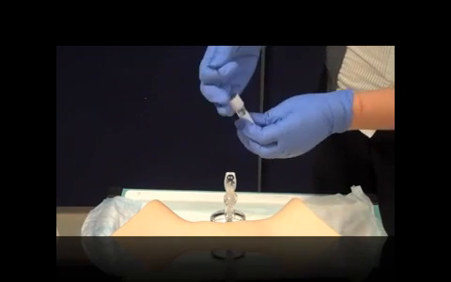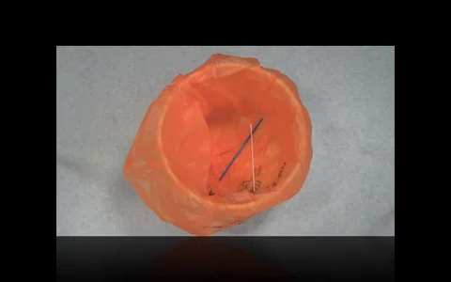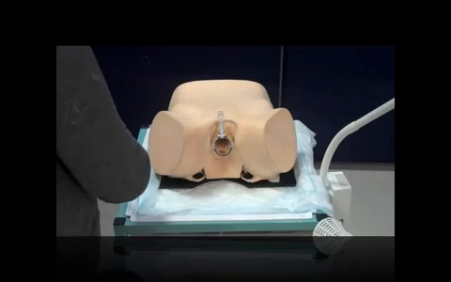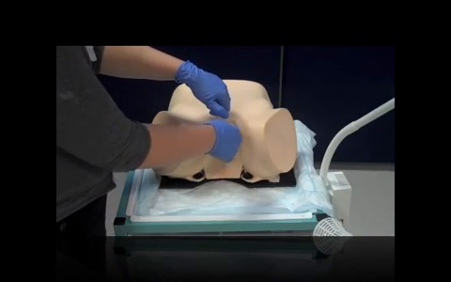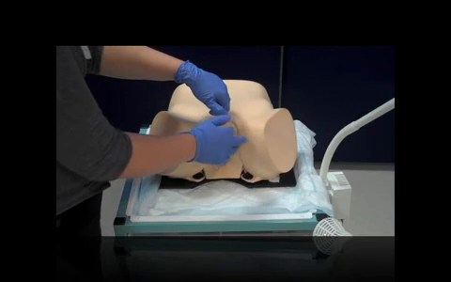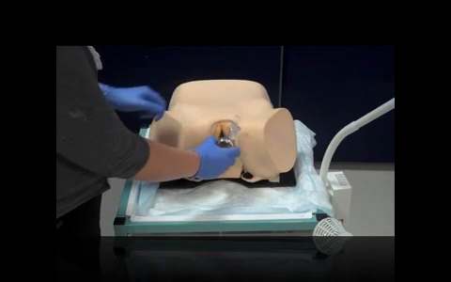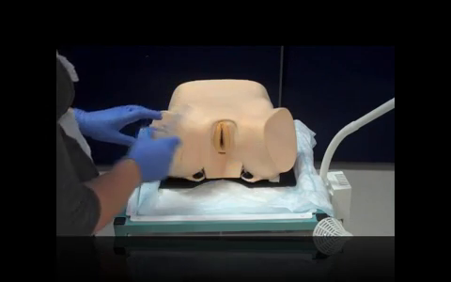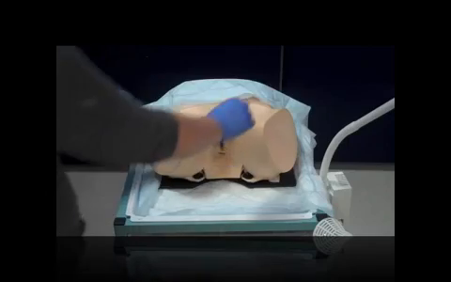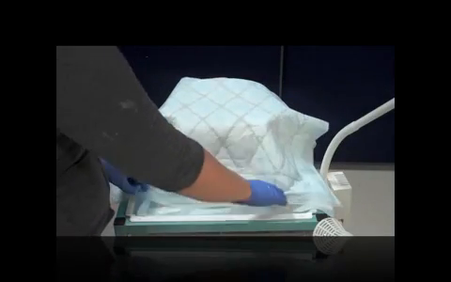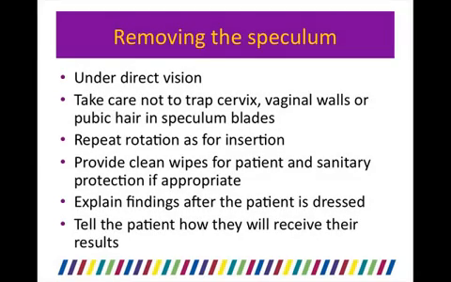To remove the speculum, use direct vision and take care not to trap the cervix, the vaginal walls or the patient's pubic hair in the blades of the speculum. It should be rotated in the reverse order to which it was inserted. You should provide the patient with wipes and sanitary protection if appropriate, depending on what tests have been done. Always explain findings to the patient after the patient has dressed and not before, and tell the patient how they would receive the results of any tests that you have done.